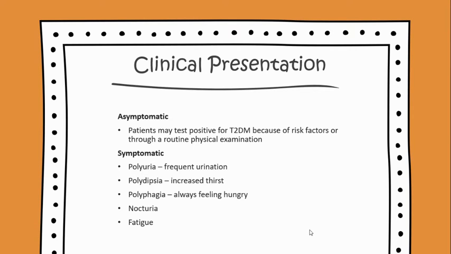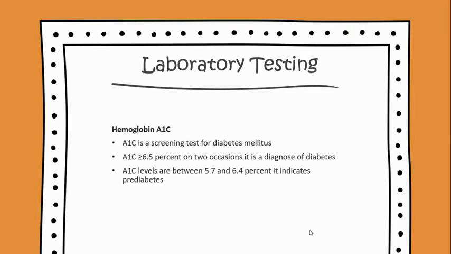Clinical presentation. For asymptomatic, a patient may test positive for type 2 diabetes mellitus because of risk factors or through a routine physical examination. Symptomatic would show polyuria, which is frequent urination, polydipsia, increased thirst, polyphagia, always feeling hungry, nocturia, and fatigue. Laboratory testing, hemoglobin A1C.